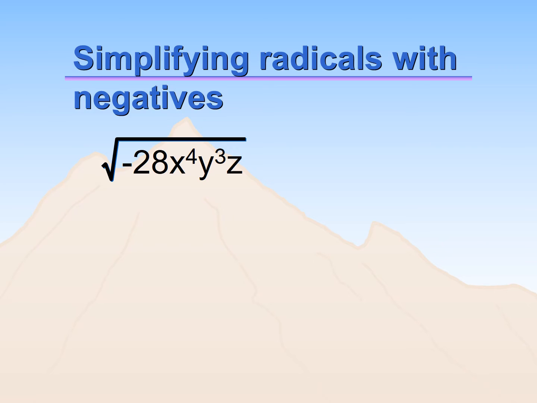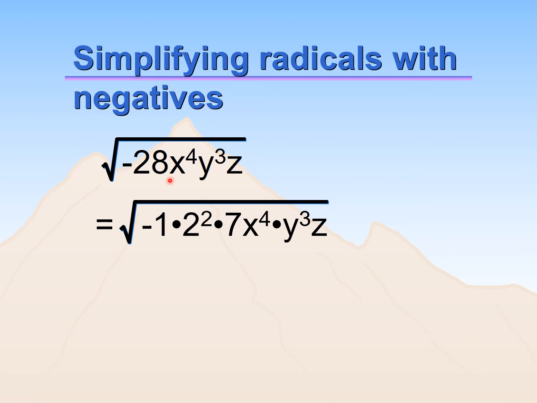All right, let's do the square root of -28x to the 4th y cubed z. It looks like we're doing the square root, so that means we're looking for squares in here, right? First of all, -28 breaks into -1 times 2 squared times 7. And then x to the 4th can be rewritten as x squared times x squared, and y cubed can be rewritten as y squared times y, and then z is still going to say z.